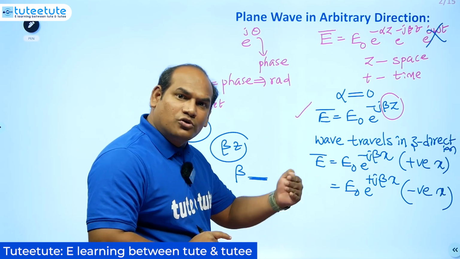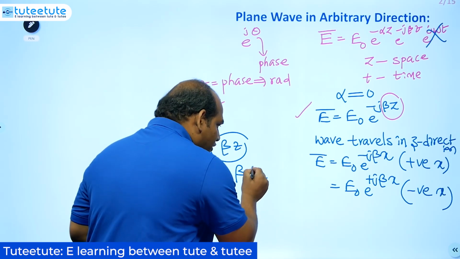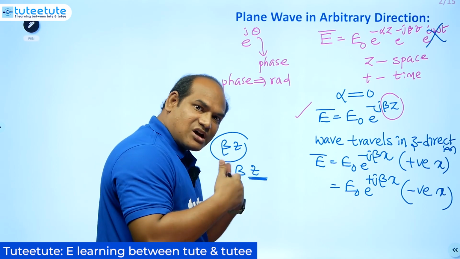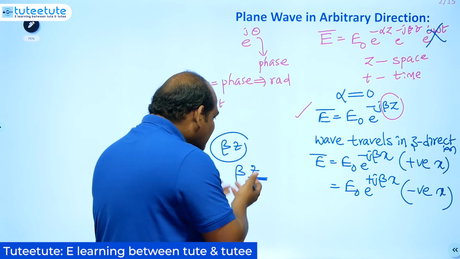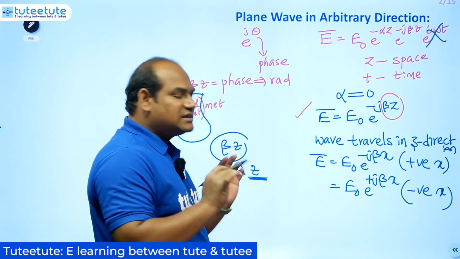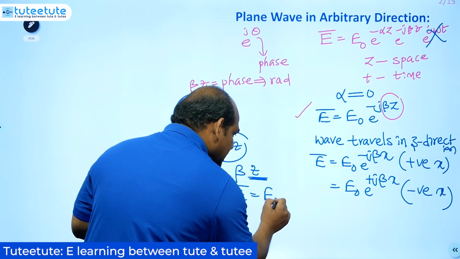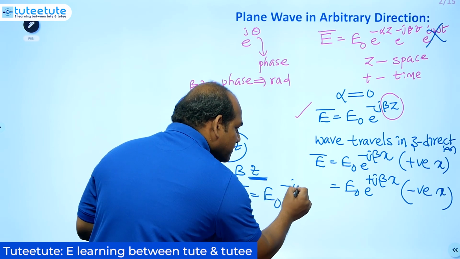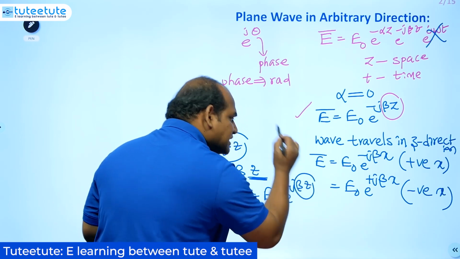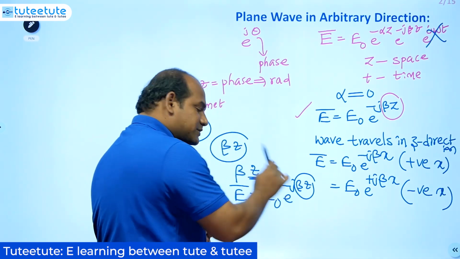So if you are able to know that particular distance, here you will put that z value, since the wave is traveling in the z direction. So conveniently you can easily write the electromagnetic wave equation, or the electric field and magnetic field equation. That is E0 e power minus j beta z. That's it. Everything is based on this.